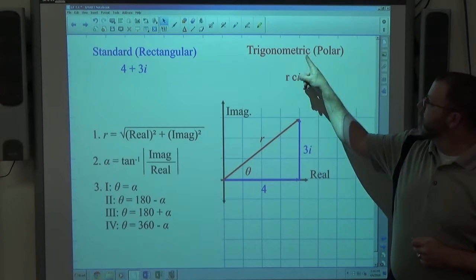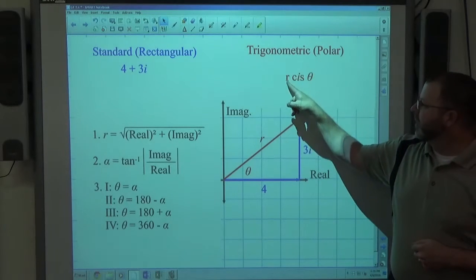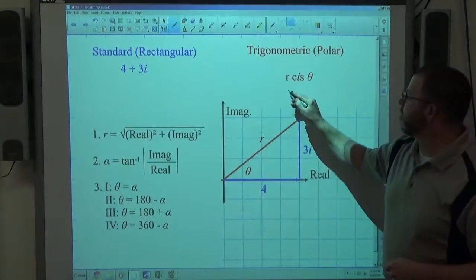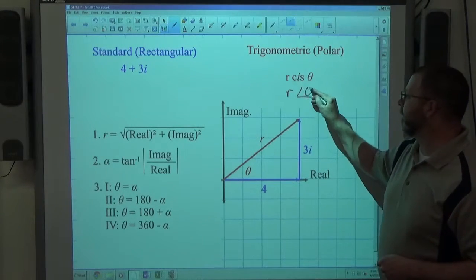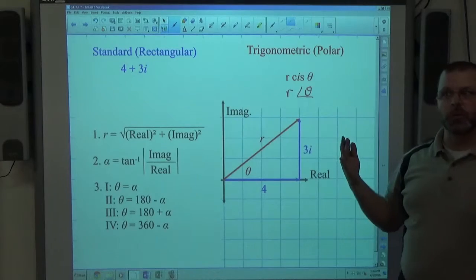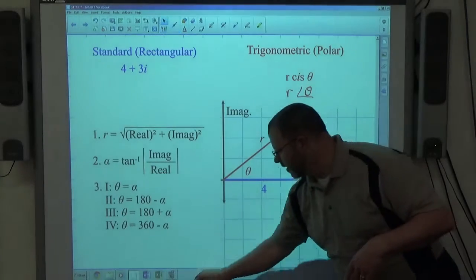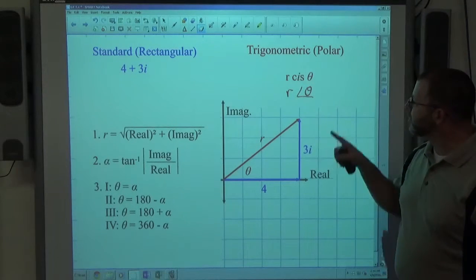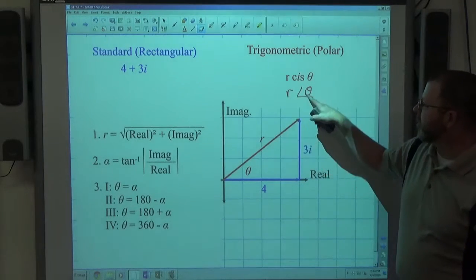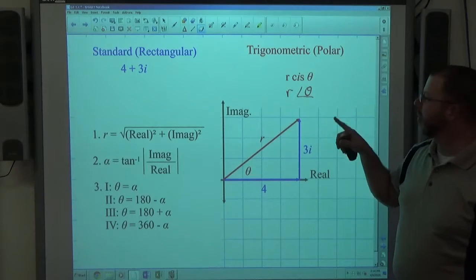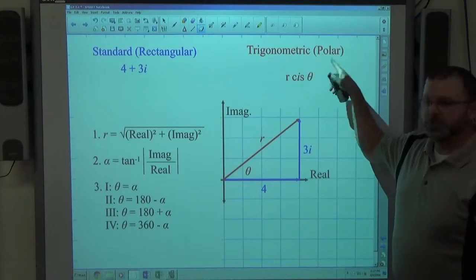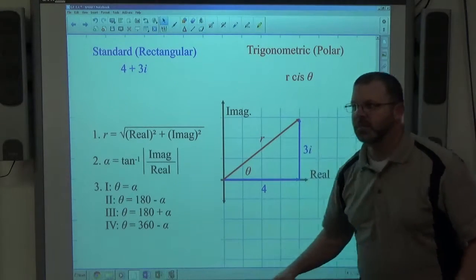Now, if we want to get the trigonometric polar form, it's written like this, r cis theta. And I want you to relate this to something you've already done in the past, which is r at some angle theta. We made polar form, remember that? It was recent that we did this. We did it back in Algebra 2 a lot. We made some magnitude at some angle to represent the polar form of the number. Well, trigonometric form of a complex number is just basically a polar expression.